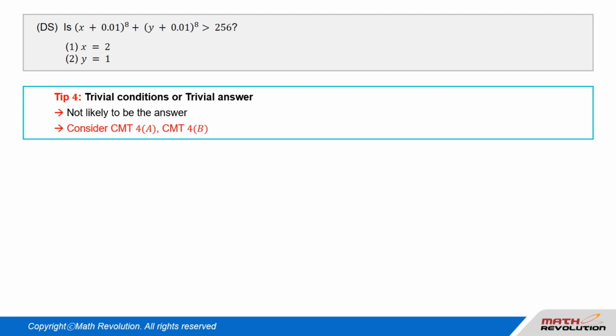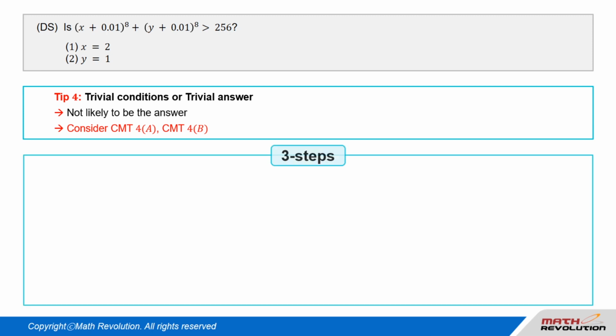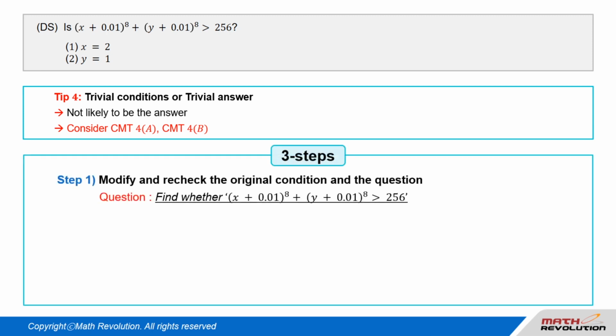Tip 4. Trivial answers or trivial conditions, that is, cases that are too easy, are not likely to be the answer. We can often combine Tip 4 with CMT 4A or B. Let's apply the 3 steps suggested previously. Follow the first step of the variable approach by modifying and rechecking the original condition and the question.